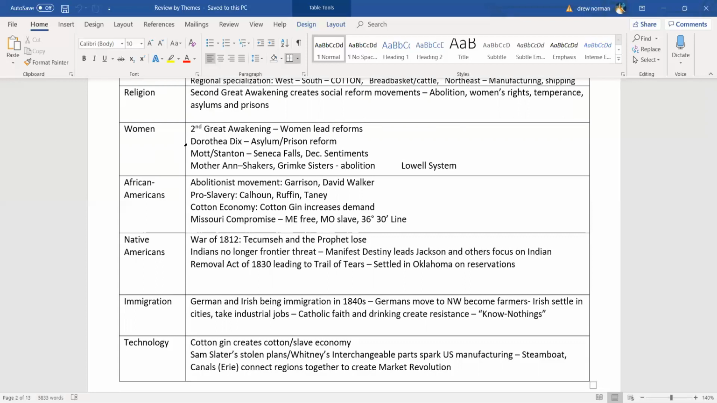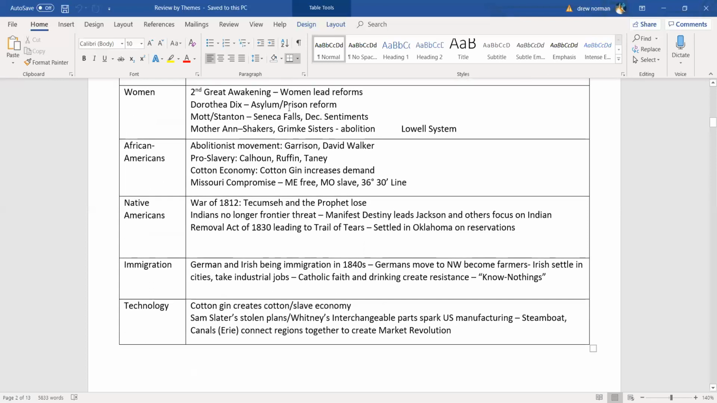And then you also have asylums and prisons, led by Dorothea Dix. We were not treating our prisoners very well. We also get rid of debtors' prisons, which plays into those political themes of helping out the common man who was in debt to bankers and the elites. But Dorothea Dix and other groups help fix or improve our asylums and prisons. So religion plays a major aspect in this time period in improving our society through reforms.